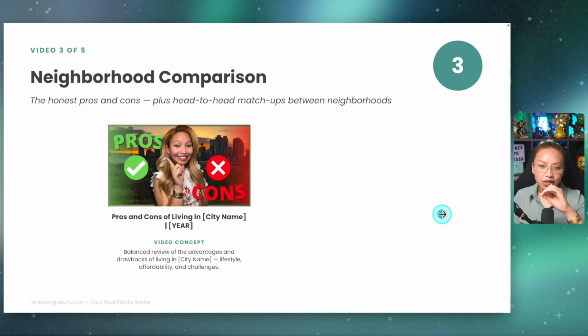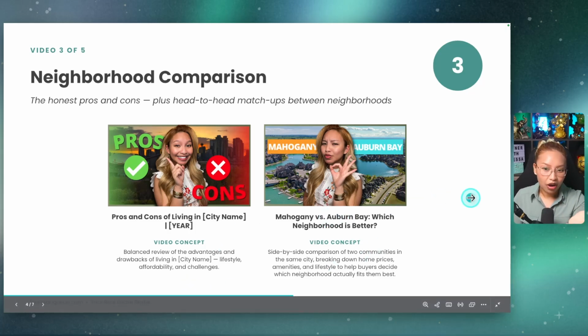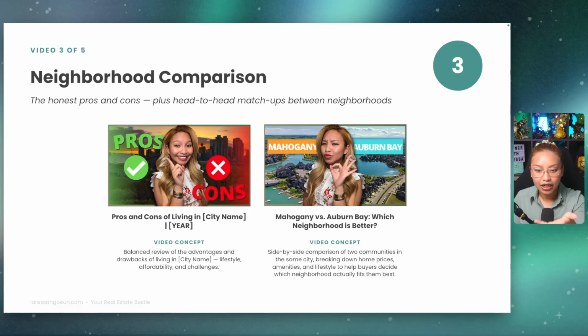And the next one is going to be really a head-to-head match. In this case here in Calgary, we have Mahogany and Auburn Bay, two different communities, very popular. If you can make a video that puts these communities head-to-head, that's great. But either way, you're going to win, because someone who watches this is either going to buy in Mahogany or buy in Auburn Bay. So you still get a client either way. So there is that video.